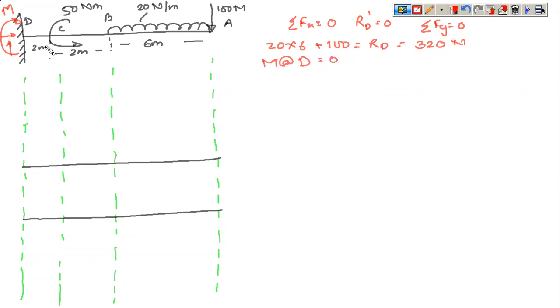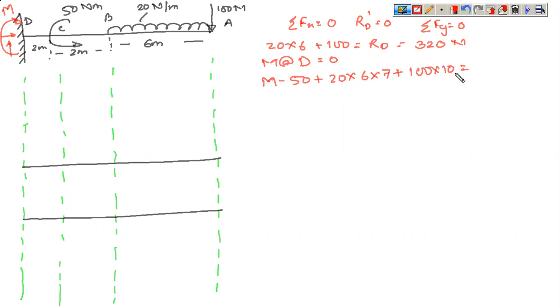Let us find the moment about point D and equate it to 0. This is a constant moment and it is of clockwise nature, so this is positive. Now this is an anti-clockwise moment, so this is minus 50. This is a clockwise moment, so this is plus 20 into 6 into 4 plus 3, 7. And this will also produce a clockwise moment, so this is 100 into 10.